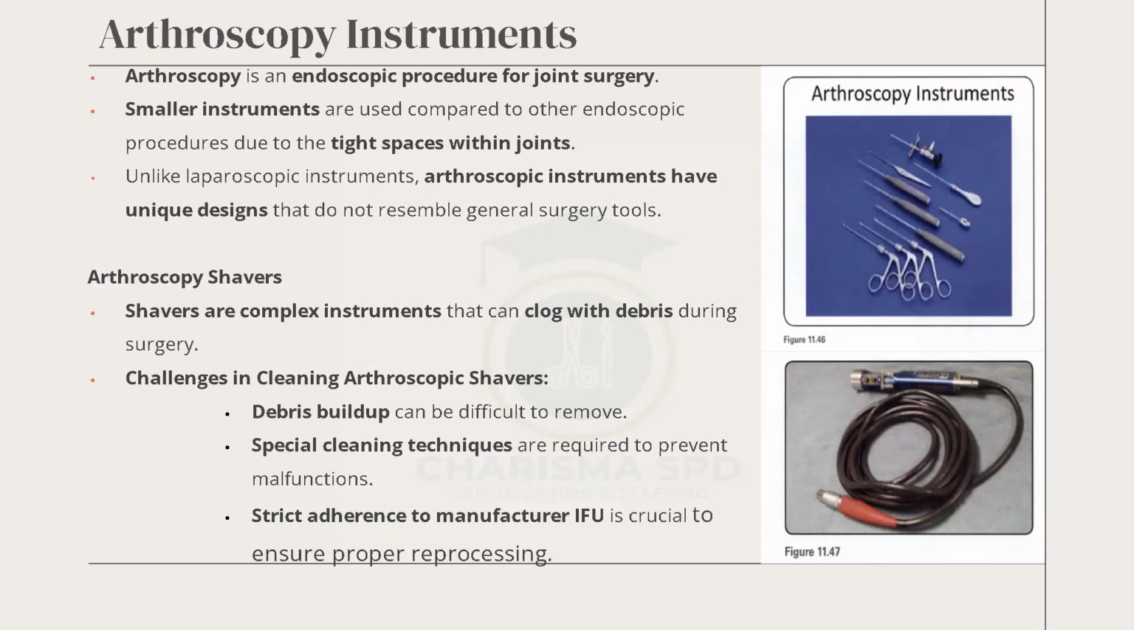Most arthroscopy instruments are used for joints. They use it for shoulder cases, they use it for knee. So you always hear knee arthroscopy or shoulder arthroscopy. If it's shoulder arthroscopy, it means the region where they'll be working is the shoulder. If it's a knee arthroscopy, they'll be working on the knee. Okay, next slide.